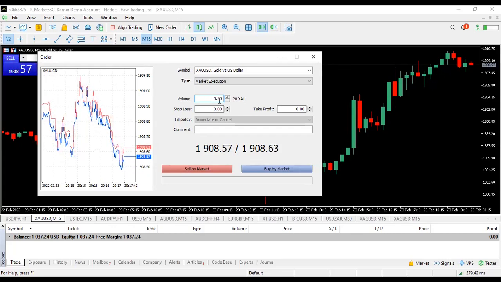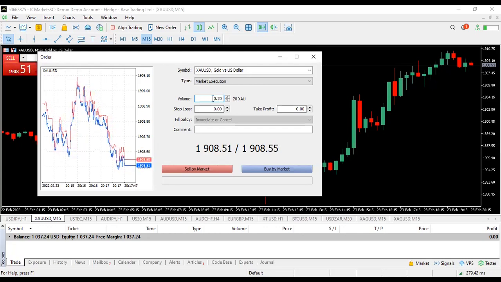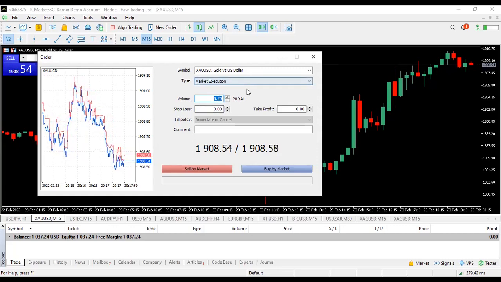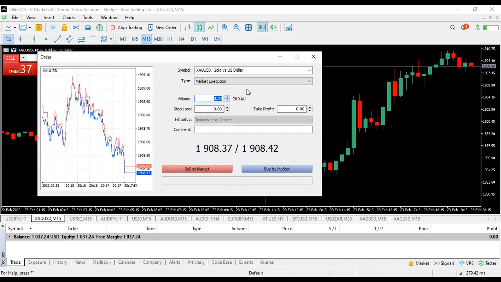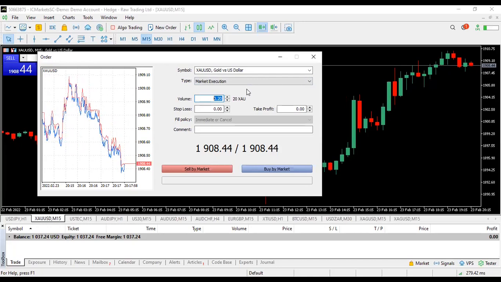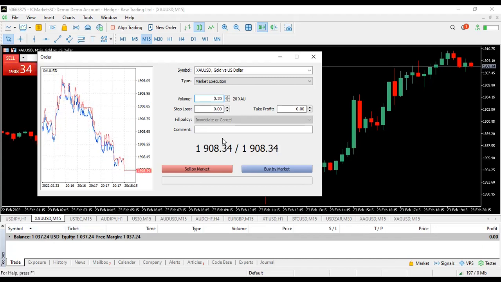So it's 0.20, okay? It's big if you have a small account, especially when you're trading gold, because gold moves very fast. You make a lot of money in a short space of time, and you can also lose a lot of money in a short space of time, okay? So that is gold. The volume, because of the account size that I have, is $1,037, which is about 15,000, 15,500.